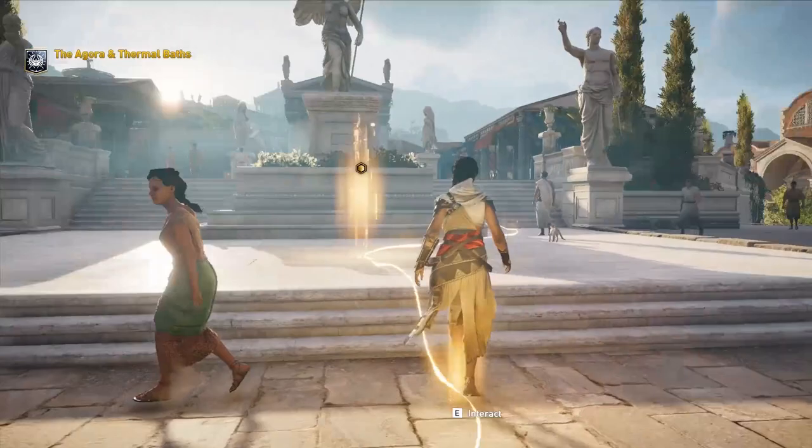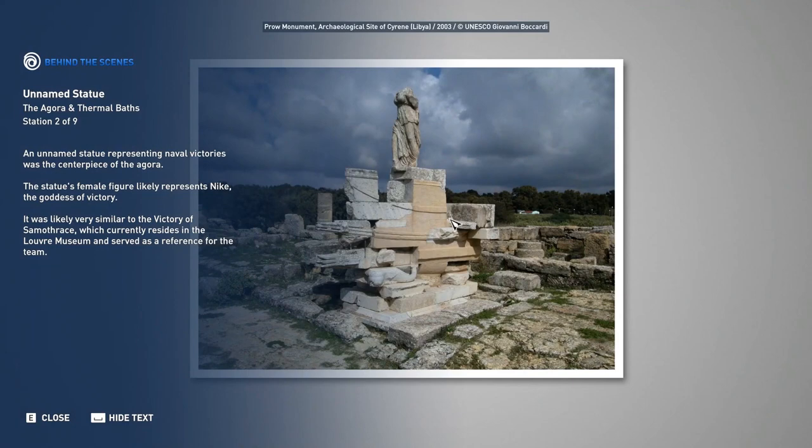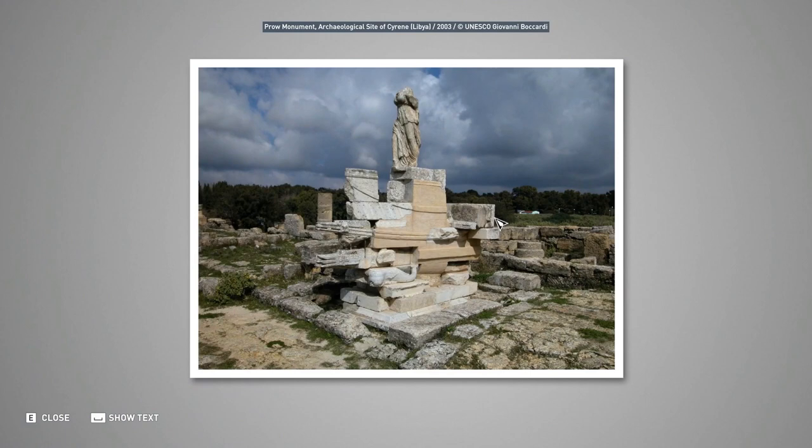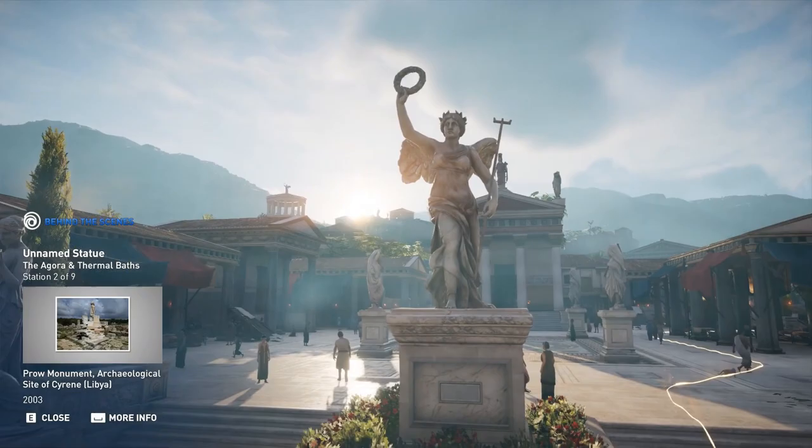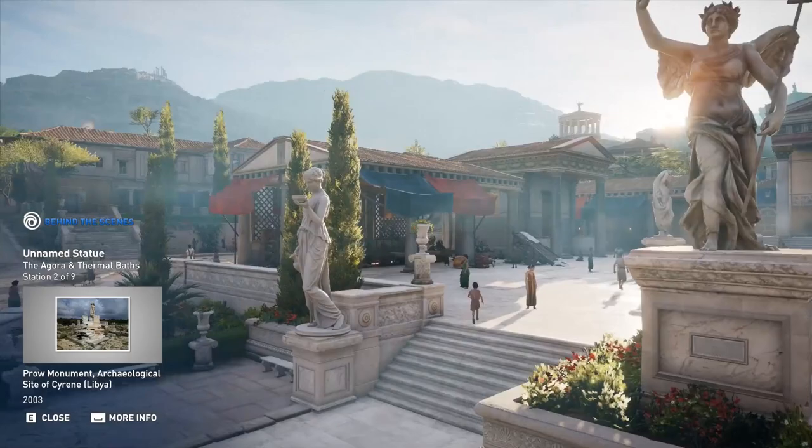An unnamed statue representing naval victories was the centerpiece of the agora. The statue's female figure likely represents Nike, the goddess of victory. It was likely very similar to the Victory of Samothrace, which currently resides in the Louvre Museum and served as a reference for the team.